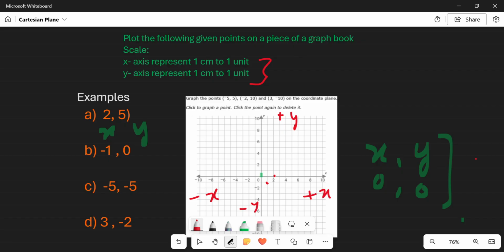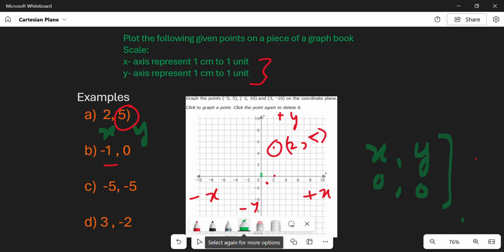It says y is 5. Since 5 is positive, we need to go up. Where do we plot the point? Between 4 and 6, the fifth position. So this is the marking for x is 2 and y is 5.